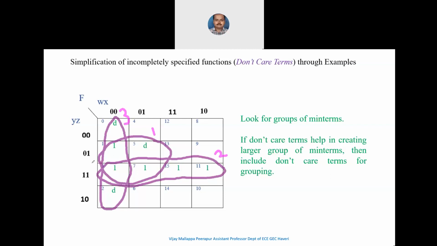Now, is this group needed here? You need to see which are the essential groups of minterms, which are the required terms for the simplified expression.